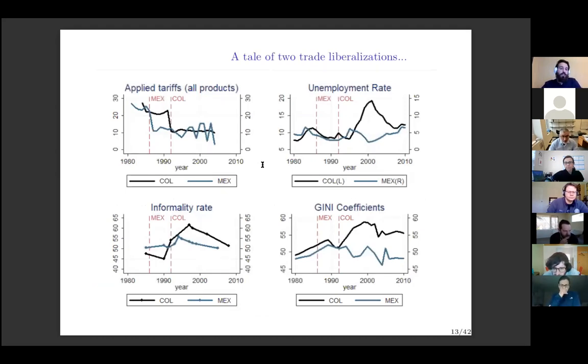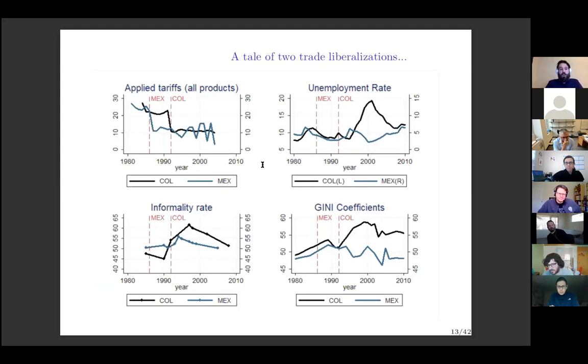I already mentioned to you why those countries are of interest for this particular analysis. They both liberalized. Of course, there are differences in the type of liberalization, but the average applied tariffs on all products dropped for Mexico and Colombia. The two dates we are taking into consideration are 86 and 92, 86 for Mexico, Colombia in 92. But as you can see, there is a completely different dynamics in the labor market in terms of unemployment rate.